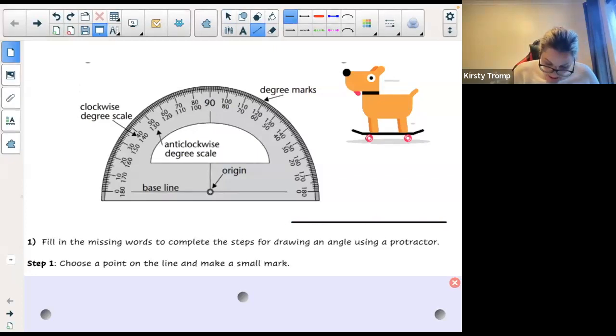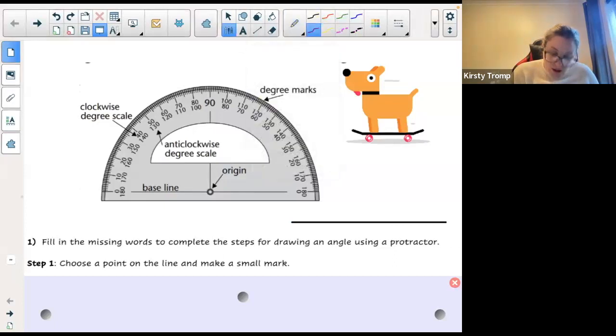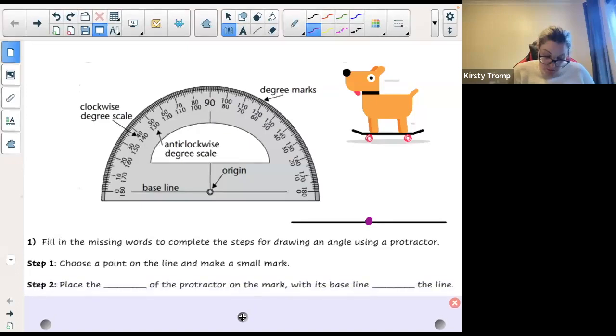Okay, there's my line. I need to choose a point on the line and make a small mark. My favorite color, I'm going to use a purple. So there's my purple. My mark's a bit big so you guys can see it. So I've chosen a point on the line and I've made a small mark. All right, step 2.